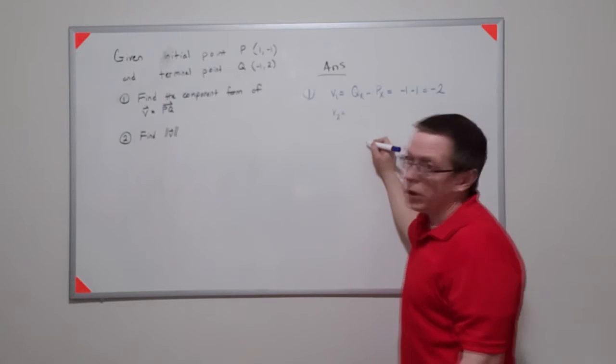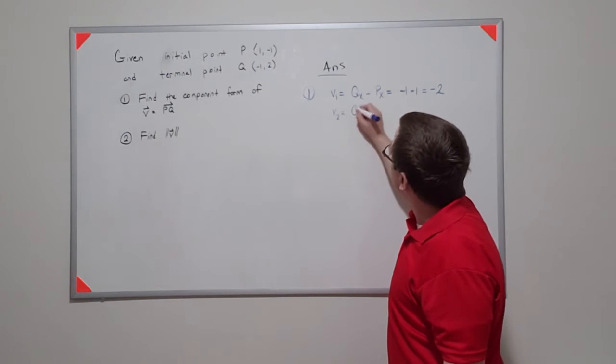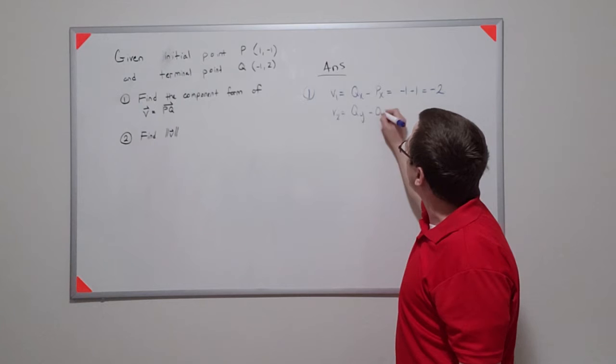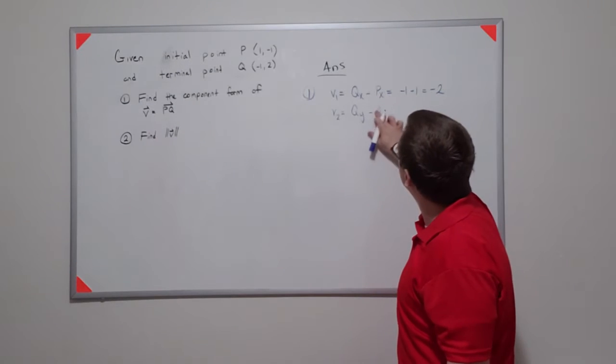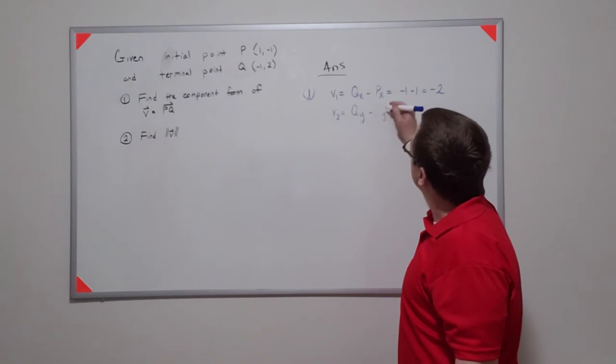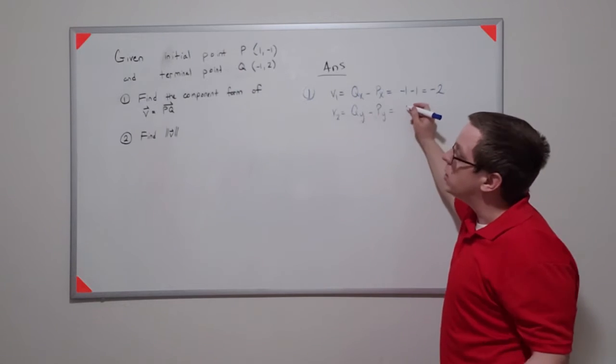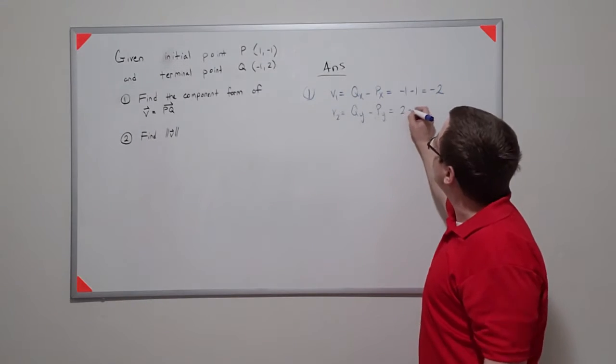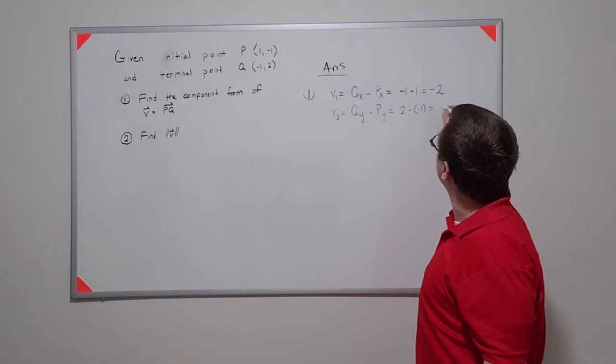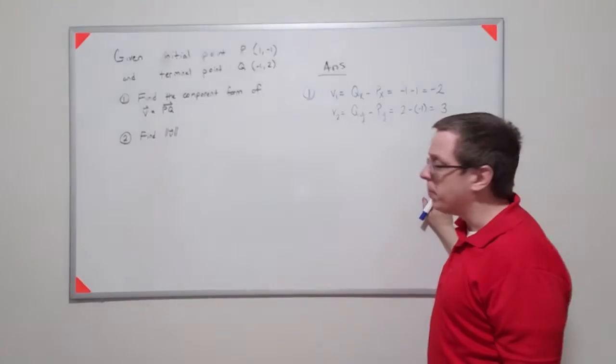The second component is the same idea in the y direction. And so that's going to be 2 minus -1, which is +3.